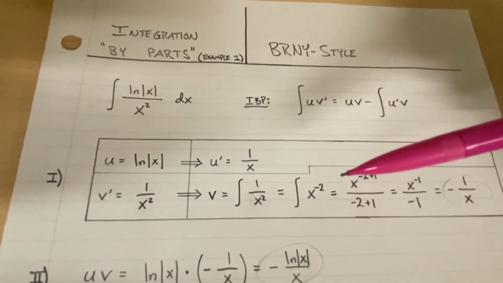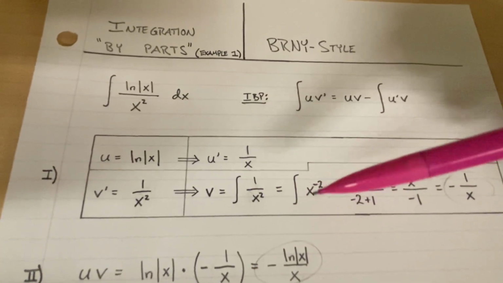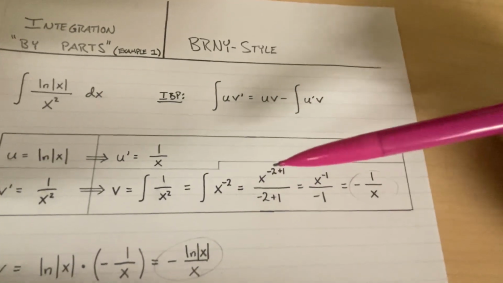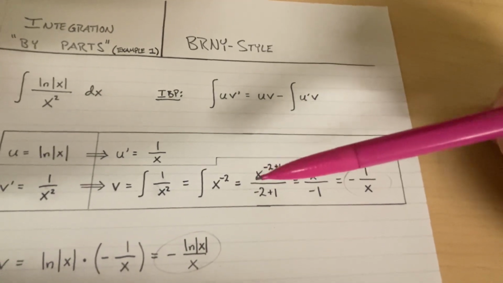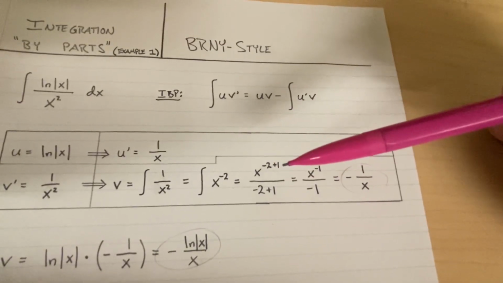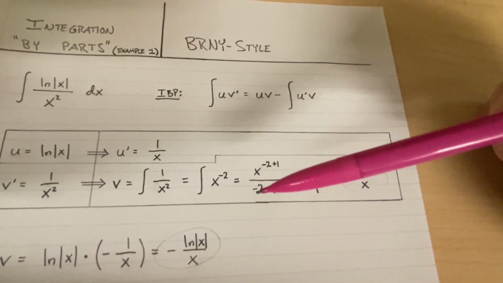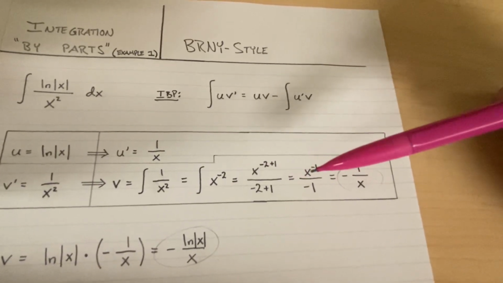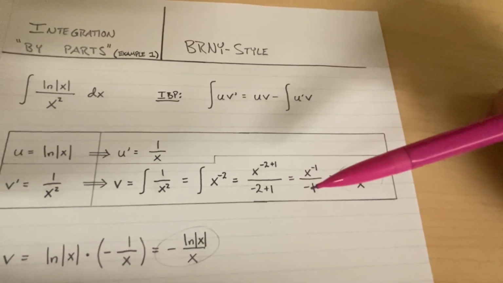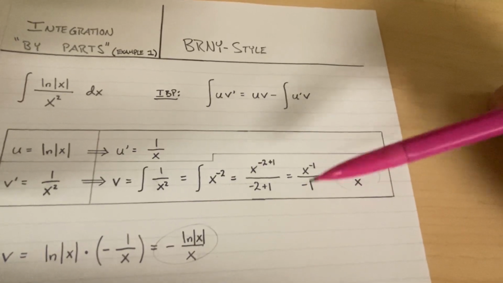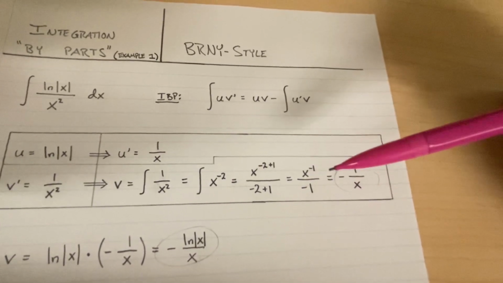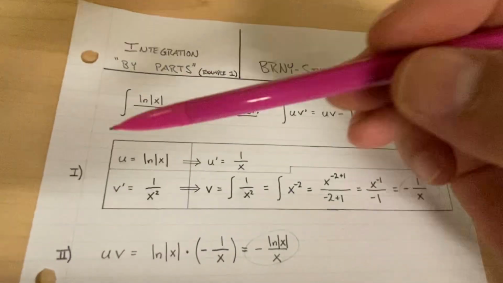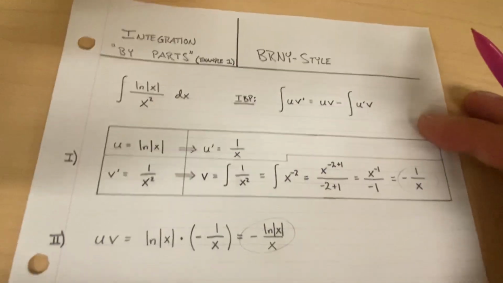The integral of 1 over x squared is equal to the integral of x to the negative 2. And then we're going to take the integral. We'll use the power rule here, so we'll take x to the negative 2 plus 1 divided by negative 2 plus 1. That's going to leave us with x to the negative 1 divided by negative 1. And then we'll just rearrange this to clean it up. It's going to be equal to negative 1 over x. So now we have our four variables. We'll move on to step 2.